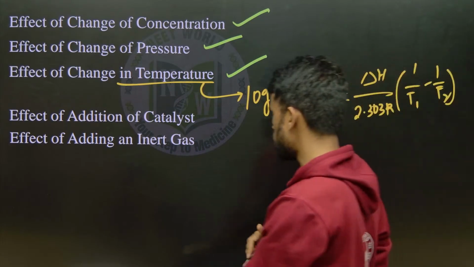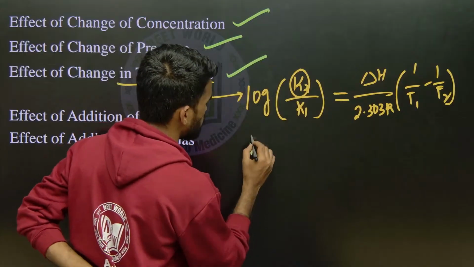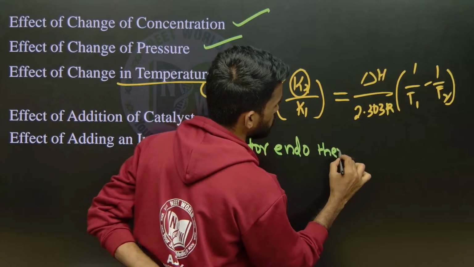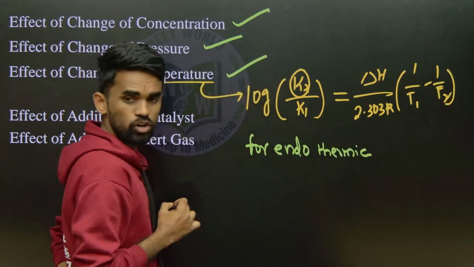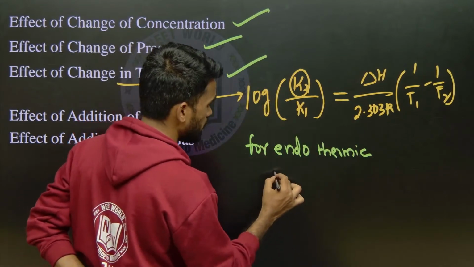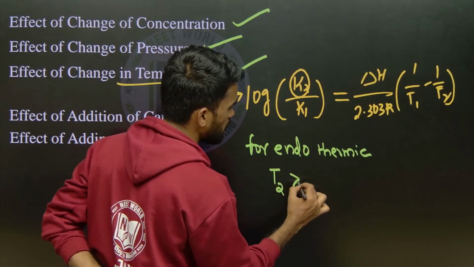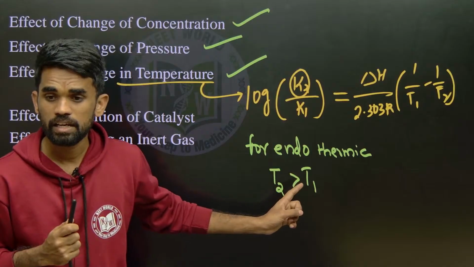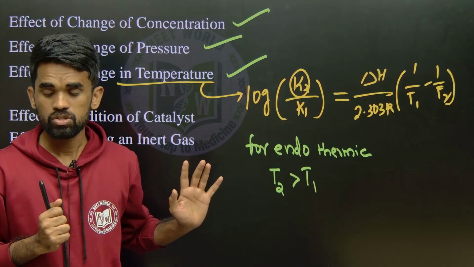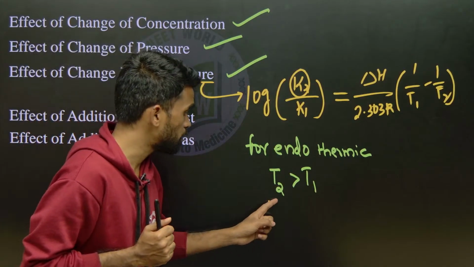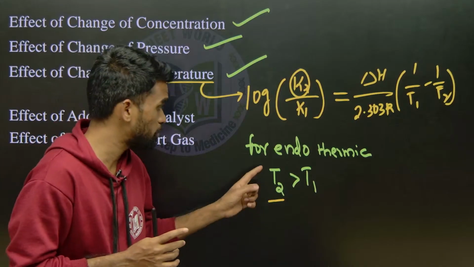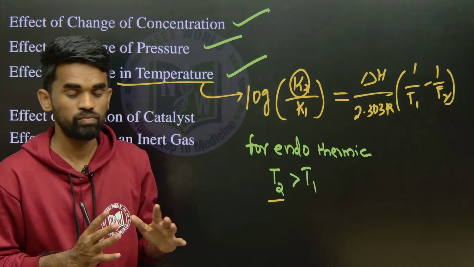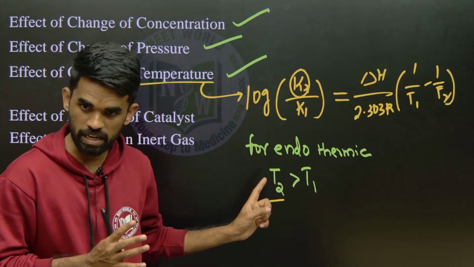Now for an endothermic reaction, I am saying T2 is greater than T1. So the final temperature is greater than the initial temperature. Now, greater temperature means, tell me, does equilibrium favor forward or backward? For endothermic, the final temperature is greater: backward.